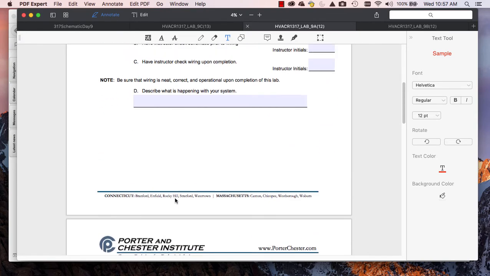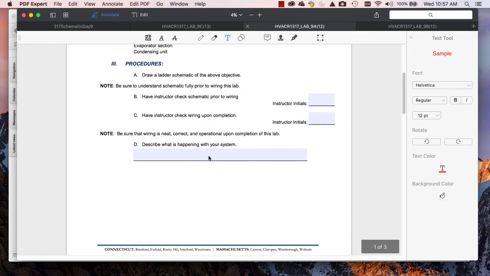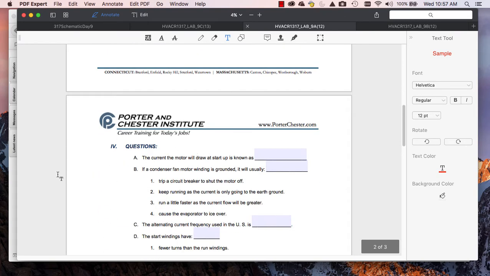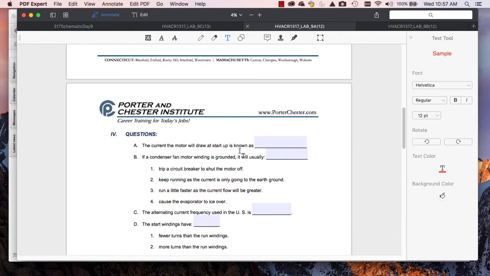Okay, have it checked out, wire it, give a good sequence of operation. What happens when you're calling for cooling, what happens when you're done calling for cooling. The questions go along with motors. The current draw on the motor at startup is known as locked rotor amps. The condenser fan motor winding, if it's grounded, is going to trip the circuit breaker because a direct short to ground is going to trip the breaker.